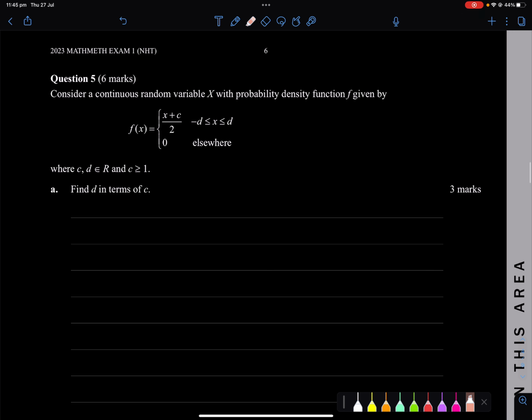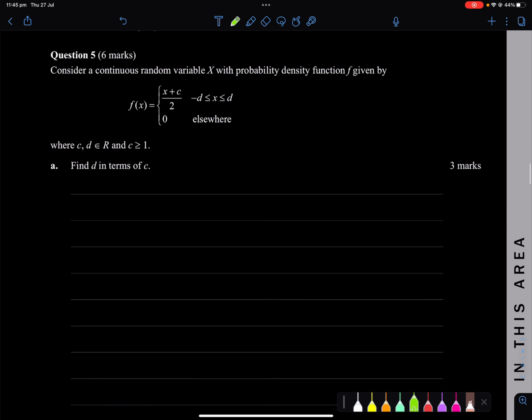All right, next question. Let me just do a different color. Let's do green. Consider question 5. Consider a continuous random variable x with a probability density function f given by this, where c and d are all reals and c is greater than or equal to 1. Find d in terms of c.